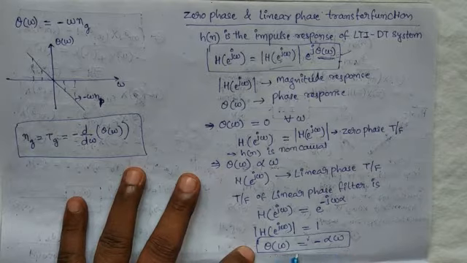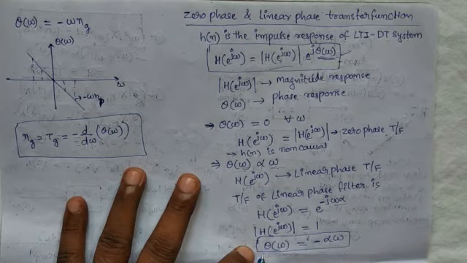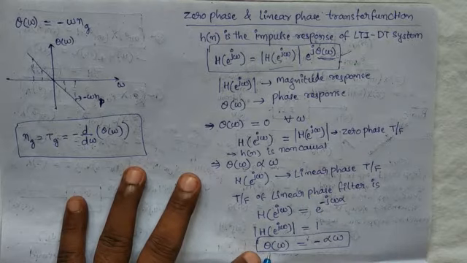Here for this linear phase filter, the phase angle is minus alpha of omega. For linear phase filters, the phase response is minus alpha of omega.